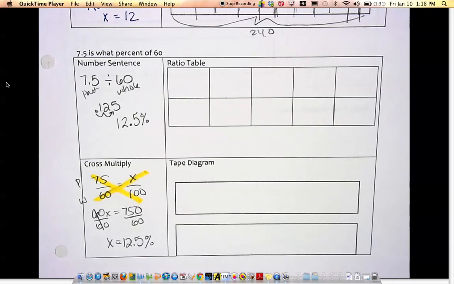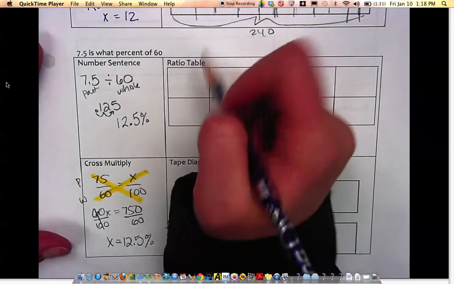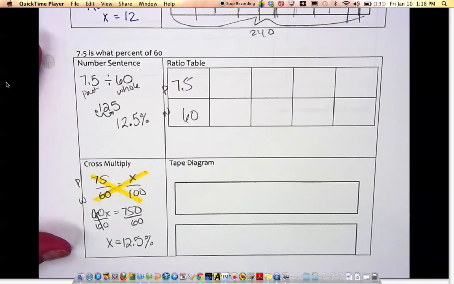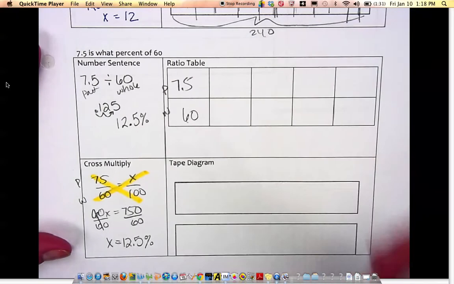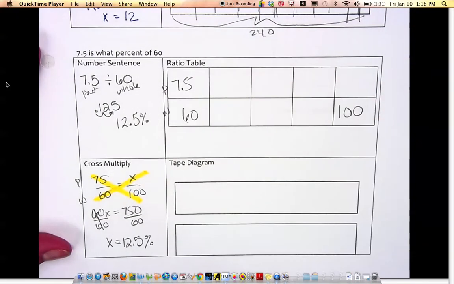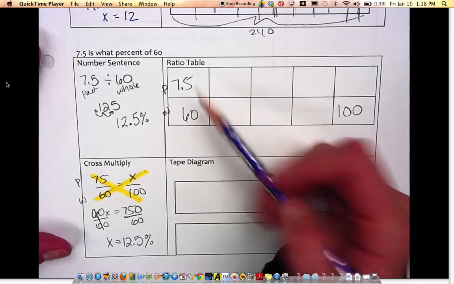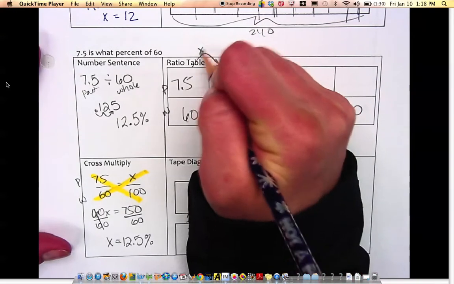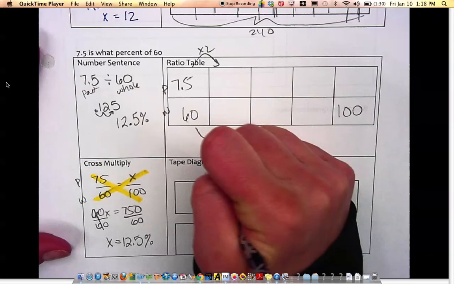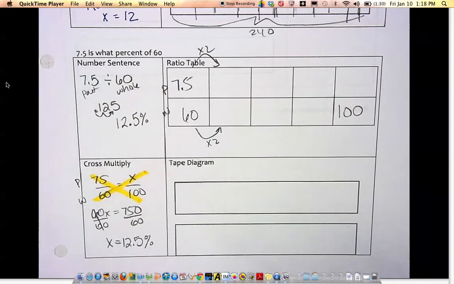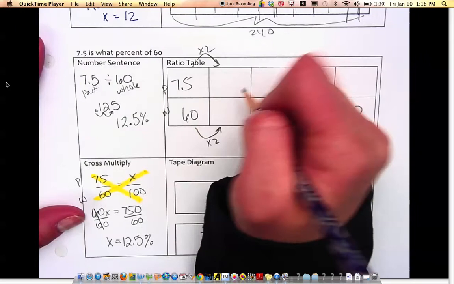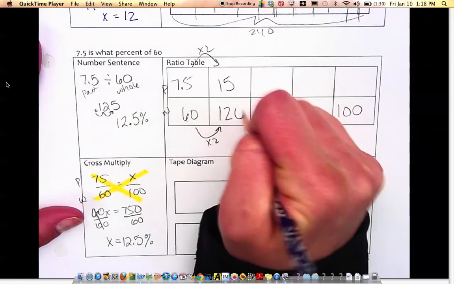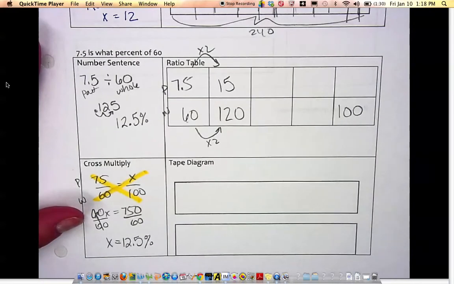All right, a ratio table. So I have 7.5, this is my part, this is my whole, out of 60. I'm trying to get from 60 to 100. So, what to do? Well, this is pretty simplified. So I think I'm going to start with the real basic. I'm going to multiply by 2. All right, when I multiply by 2, I see that I'm going to get 15. 7.5 times 2 is 15. 60 times 2 is 120. So that's nice. Those are some nice numbers to work with.